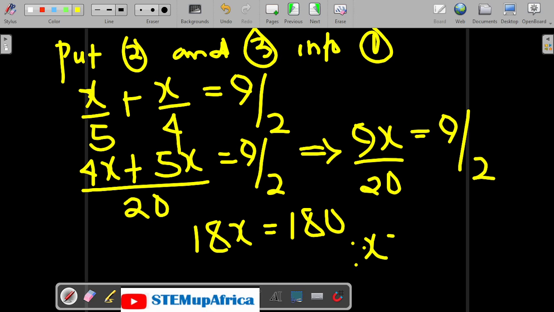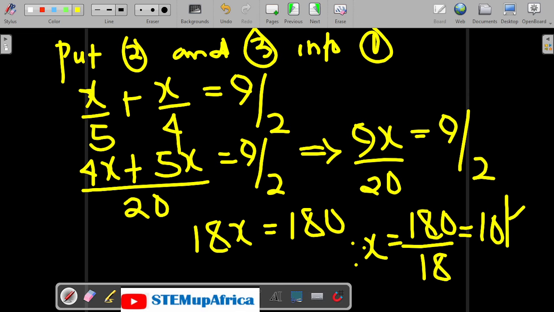Therefore, my x is simply 180 divided by 18. That will give us 10 kilometers. So the distance between the two communities is simply 10 kilometers.